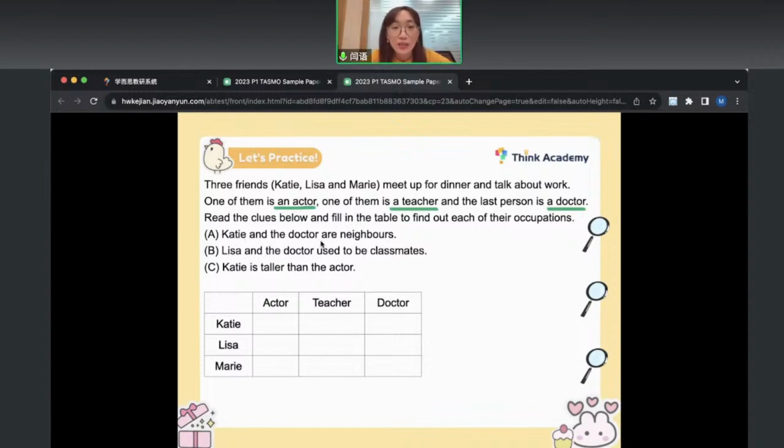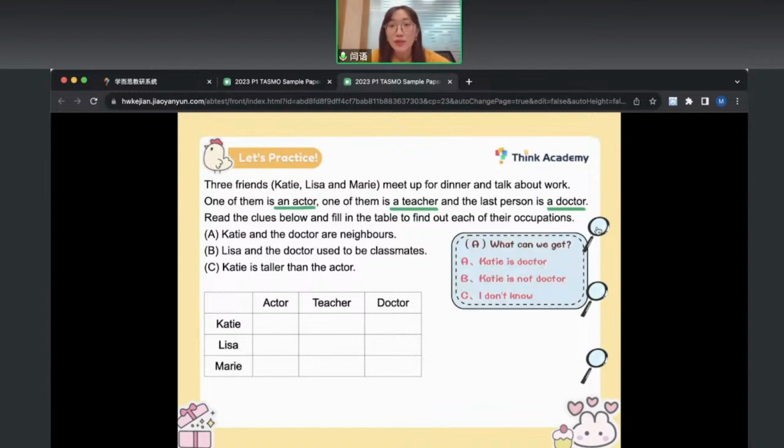Katie and the doctor are neighbors. So here, everyone, let's have a look at what can we get from sentence A. Do you have any idea? Katie and the doctor are neighbors. So what can we get? Katie is a doctor. Katie is not a doctor, or I don't know. A or B or C? 这个选项在屏幕上显示的会小吗？看看我们从第一个句子当中可以得到什么样的信息 ？Katie and the doctor are neighbors.